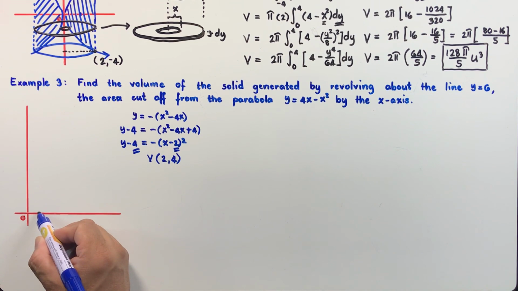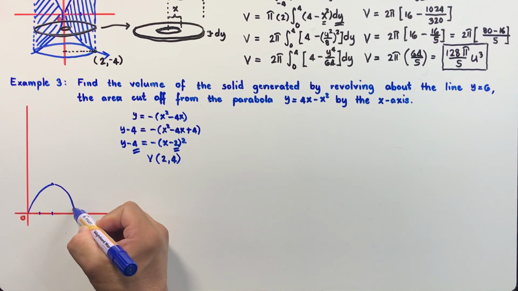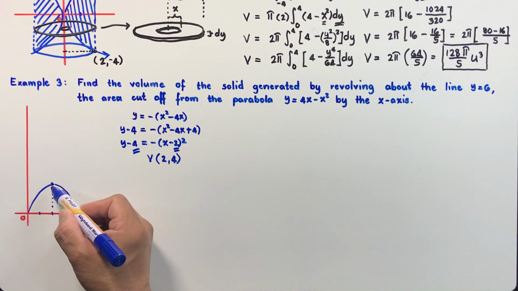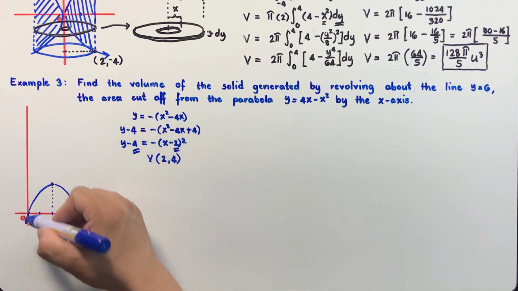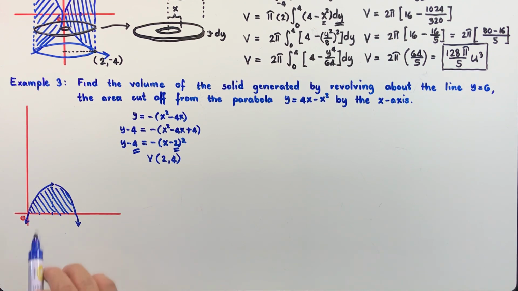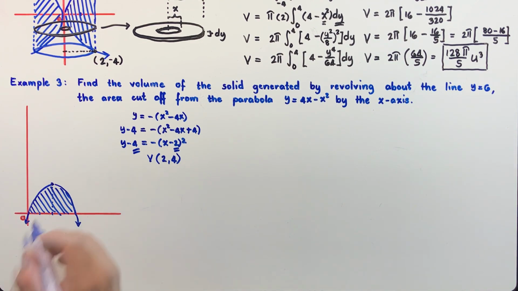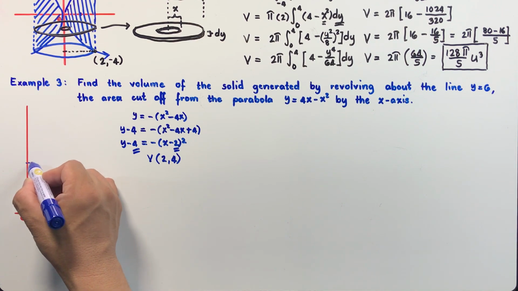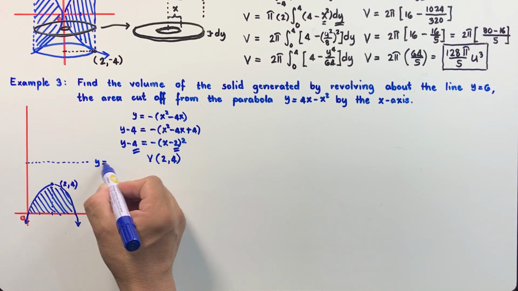So sketching the vertex of this parabola, we have this one here. So this is a parabola whose vertex is at the point 2, 4, opening downward. And the area cut off by the x-axis is this one here. But remember that this area is revolved about the line y equals 6. Now take note, the vertex has coordinates of 2, 4. So our axis of rotation is this line here, y equals 6.